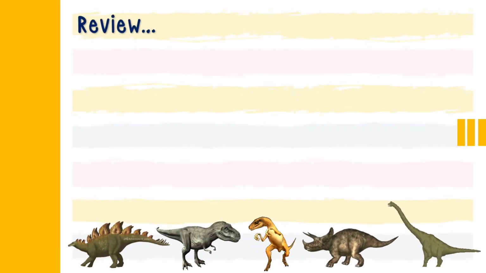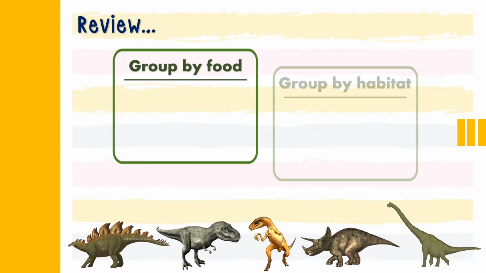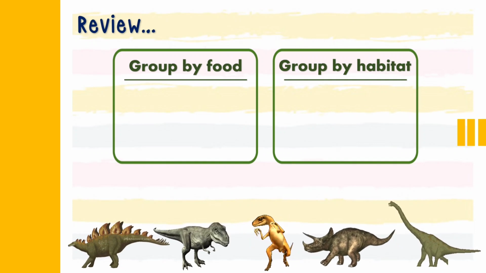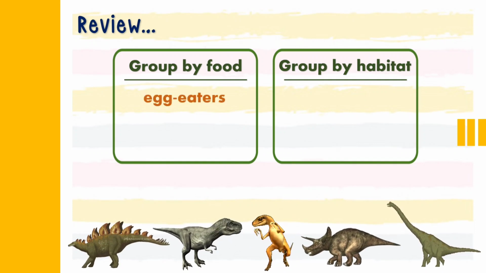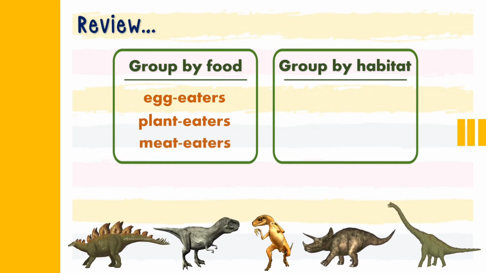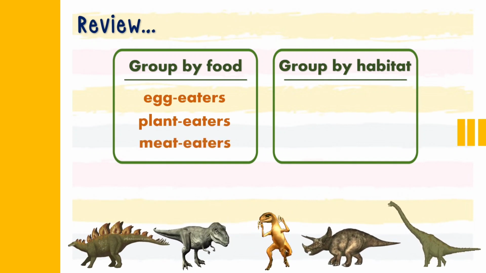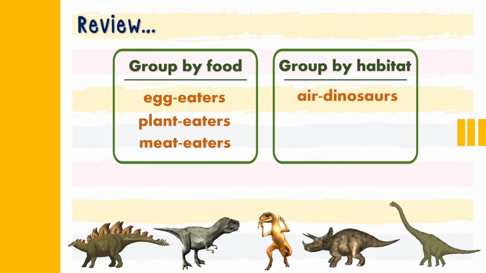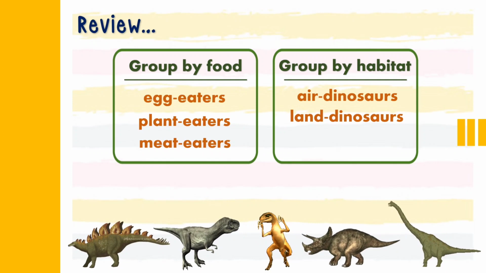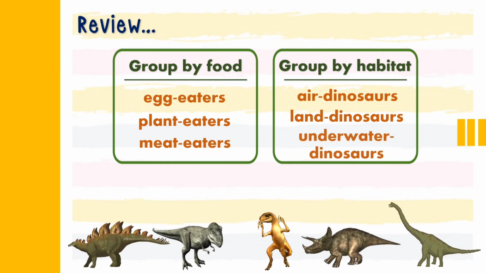In the previous lesson, we learned that dinosaurs are grouped by food and by habitat. Grouped by food, these are the egg eaters, plant eaters, and meat eaters. Grouped by habitat, air dinosaurs, land dinosaurs, and underwater dinosaurs.